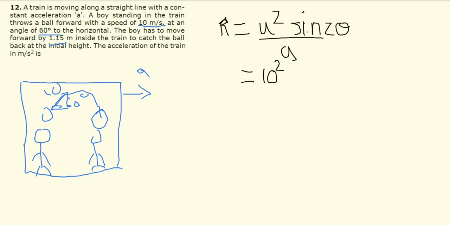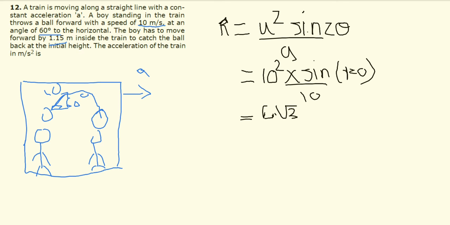Understand that the initial velocity of 10 meter per second is with respect to the train. So sin 2 theta is equal to sin 120 divided by g. When I substitute the values, sin 120 is equal to root 3 by 2, and 10 and 10 will get cancelled out, so it will be equal to 5 root 3. This is the range of the ball.